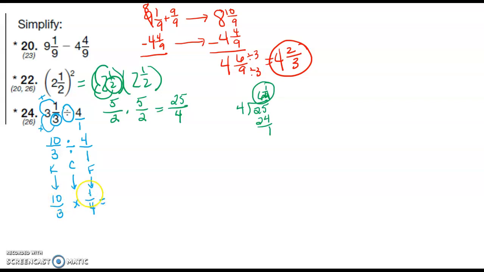Okay, so I keep my 10/3, I change my divide to multiply, and I flip my 4 over 1 to 1/4. 10 times 1 is 10. 3 times 4 is 12. Let's go ahead and reduce that by dividing by 2. 10 divided by 2 is 5. 12 divided by 2 is 6, and that is our answer.